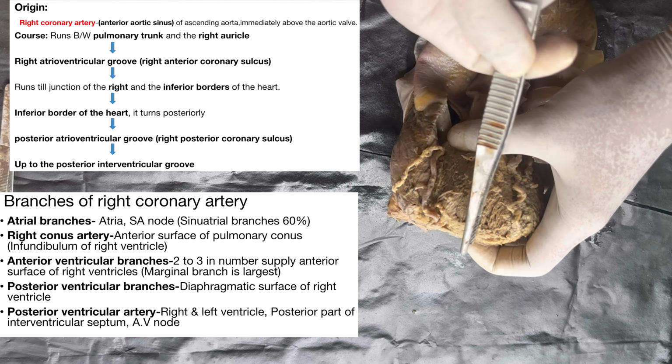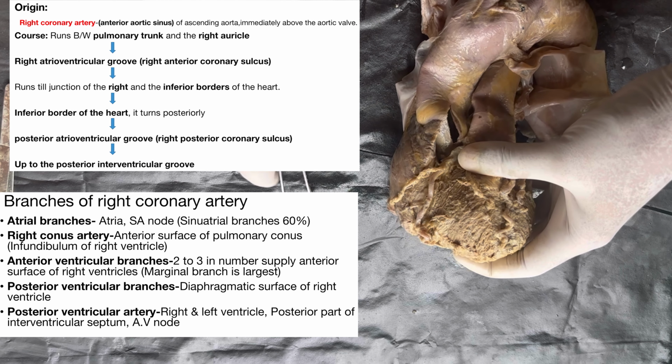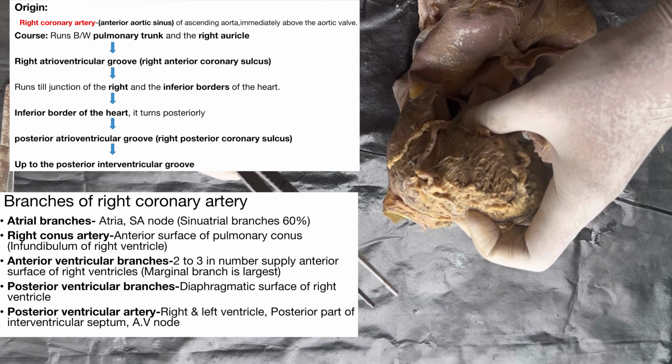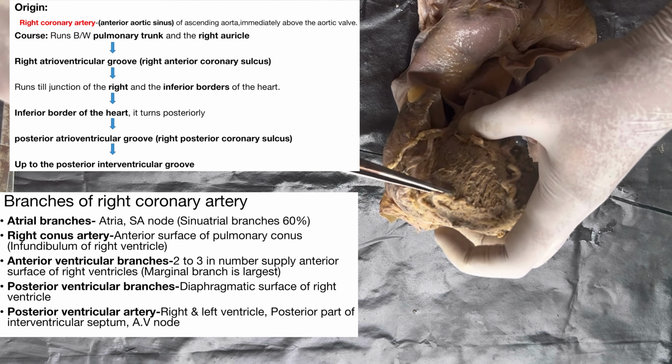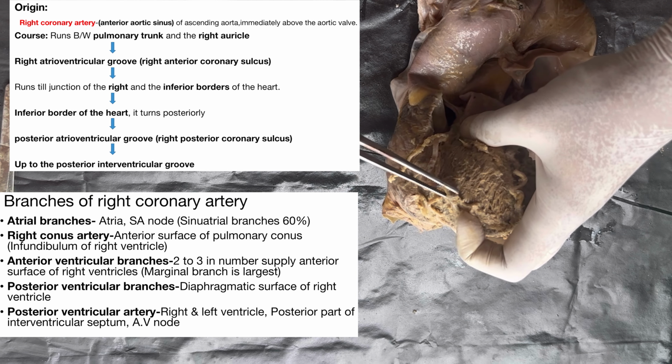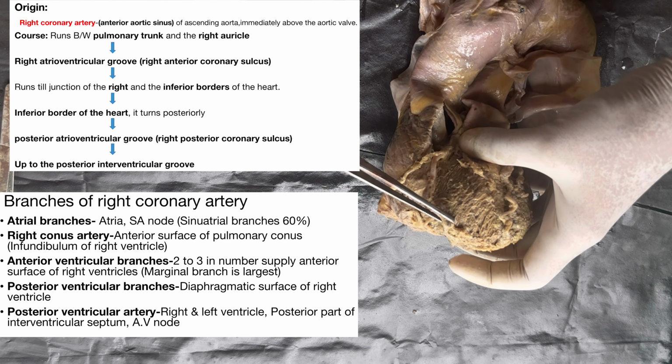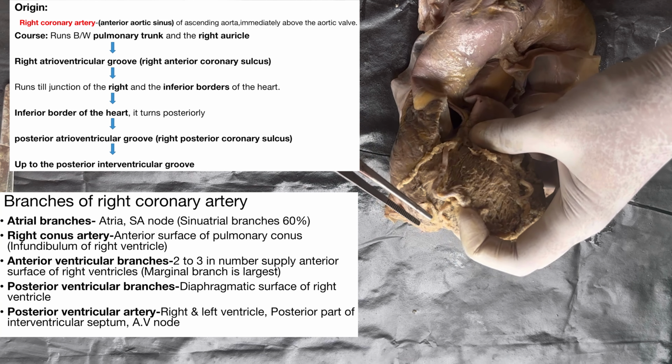So near the margin of the heart, that is near the inferior border, it gives a branch, and that branch is known as the marginal branch. So this is the marginal branch, which is the largest branch among the interventricular branches.